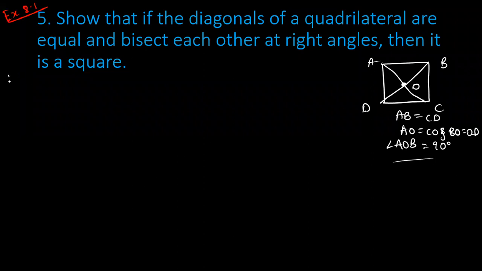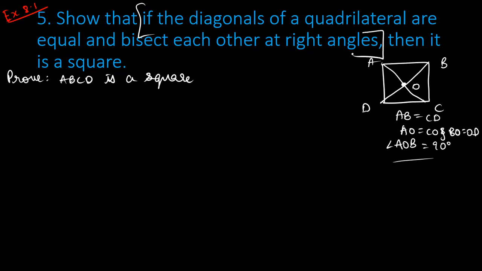Now what do I have to prove? I need to prove that ABCD, that is this quadrilateral, is a square. These things, which are in the question, are given, but this is what we have to prove. So how do we prove that this quadrilateral is a square?